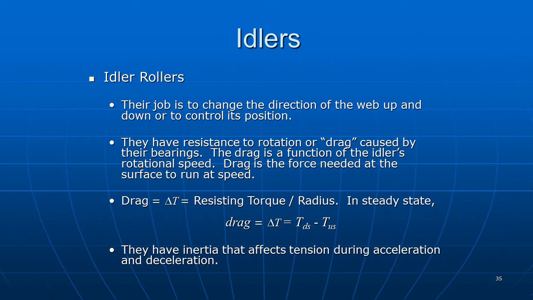And in steady state, drag is equal to delta T, which is equal to the tension downstream minus the tension upstream. It'll have the same units of force that we use for tension, so pounds or newtons. And it can be different for different rollers, even with the same bearing, if they have different radius. And so drag is the force that you have to apply to the surface of the roller to keep it spinning at line speed. Now, idlers also have inertia. But that only applies during acceleration and deceleration. So we're talking about steady state here, so the inertia is not a factor at this point.